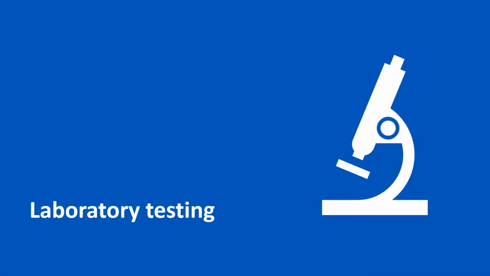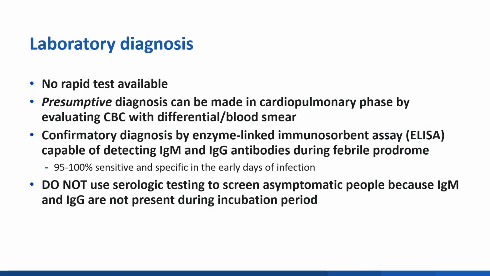I will now talk about laboratory testing. Currently, there is no rapid point-of-care diagnostic test for New World hantaviruses like Sin Nombre virus. Thrombocytopenia is seen early during the prodromal phase. A presumptive diagnosis may be made in the cardiopulmonary phase by evaluating the CBC with differential and blood smear using the 5 criteria described previously.